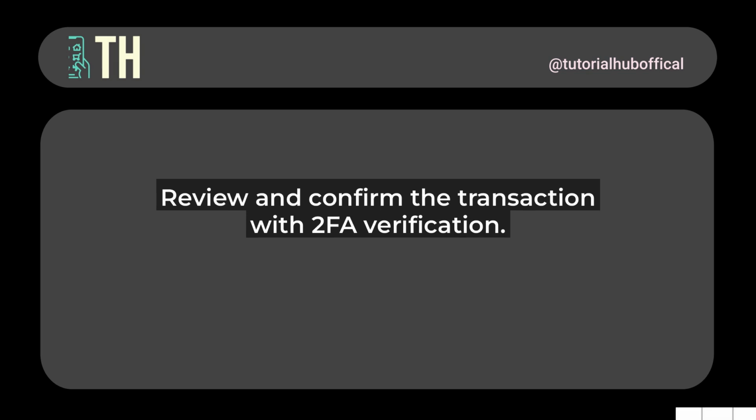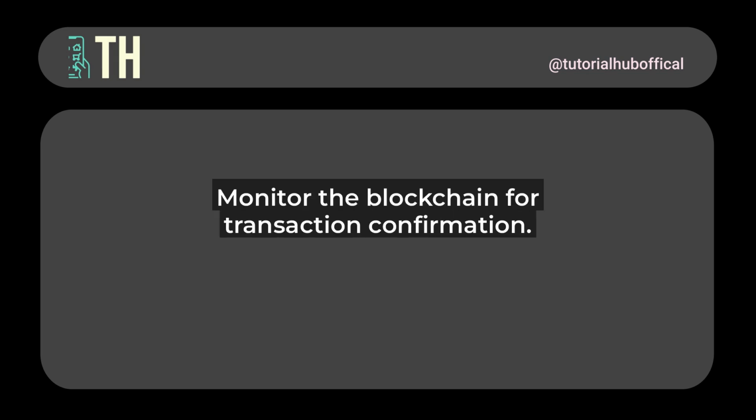Step 5. Hit Confirm, and you'll be prompted to verify via email, SMS, or 2FA. Once approved, your Bitcoin will be sent to the blockchain. This could take anywhere from a few minutes to an hour, depending on network conditions. Step 6. Jump back to Bybit and check your deposit history to confirm the arrival of your Bitcoin. If everything looks good, you're all set.